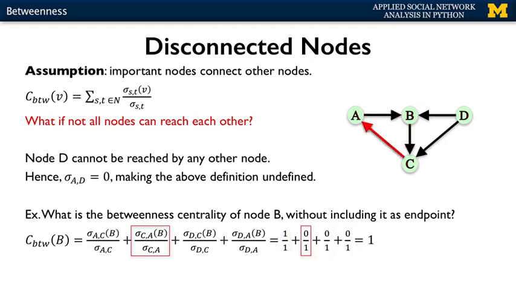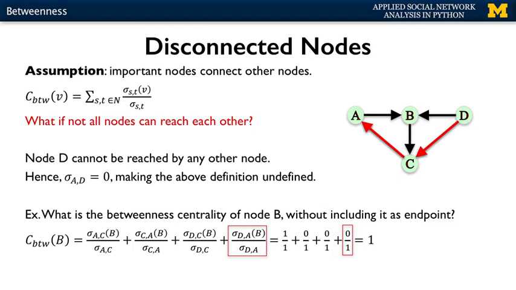CA. C can reach A in just one step by connecting directly to it. That does not involve node B, so that contributes 0 to the computation. DC, again, they're connected without including B, so it contributes 0 to the computation. And then D to A, that has the shortest path DCA, which does not involve node B, and therefore it contributes 0 to the computation.